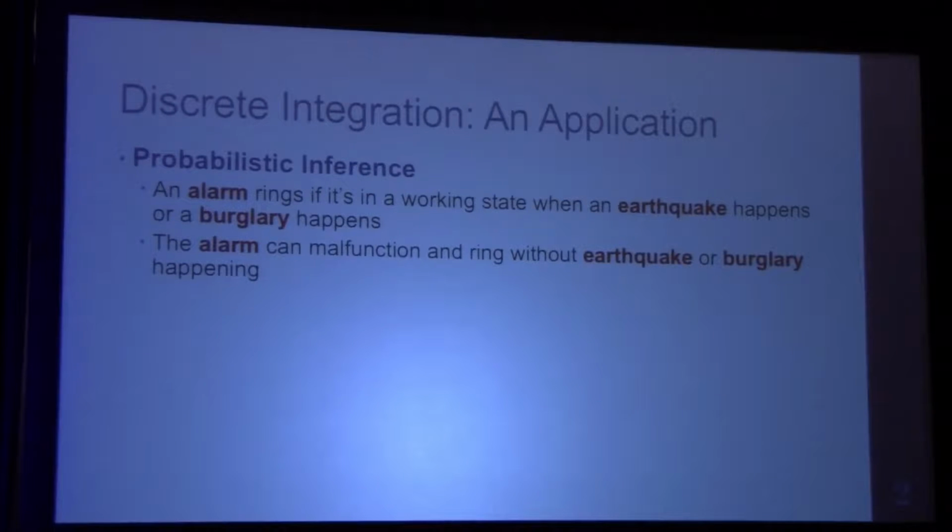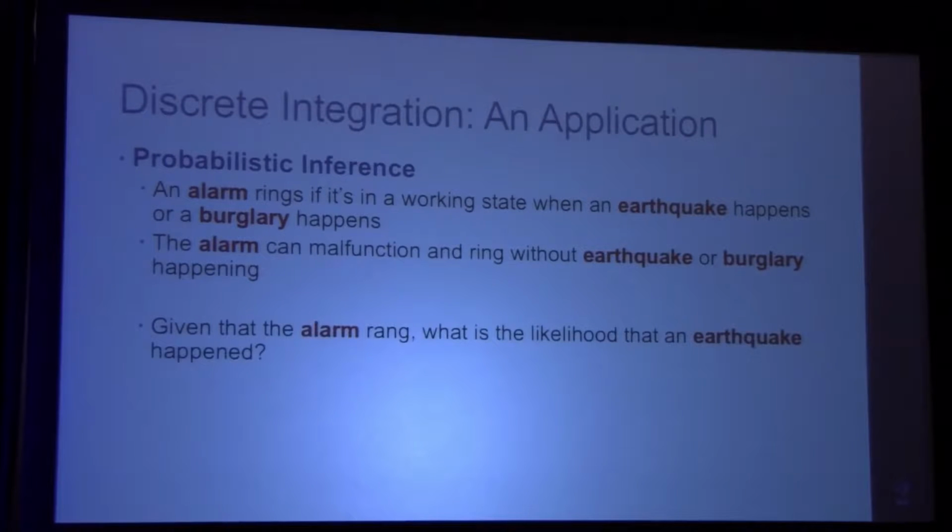Okay, so this is a standard textbook example on probabilistic inference. Suppose I have an alarm that rings. If the alarm is in a working state, either an earthquake happens or a burglary happens. Of course, the alarm could malfunction and start ringing by itself even when nothing happened. Neither earthquake nor burglary happened.